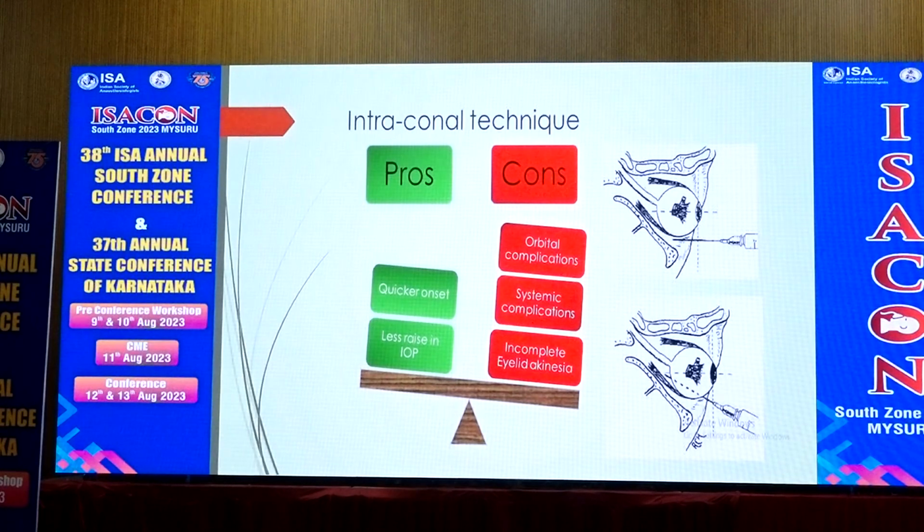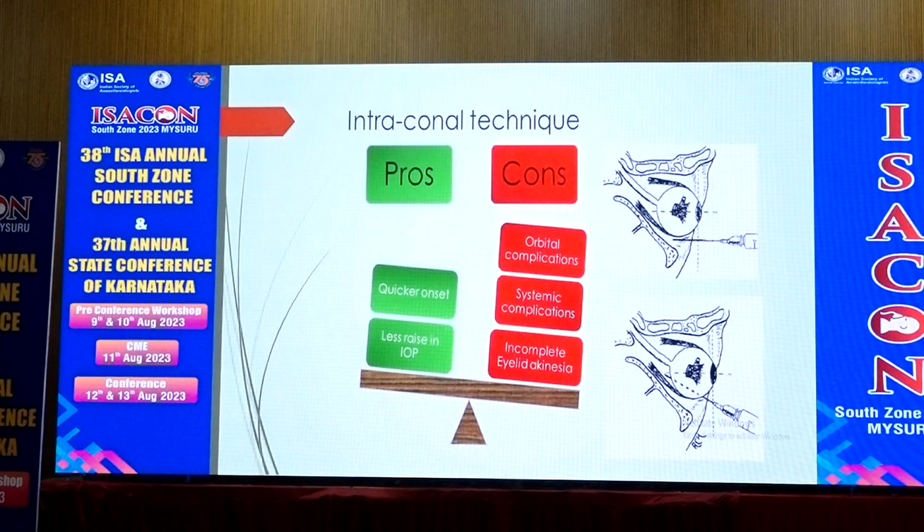But since we are angulating the needle to a depth behind the globe, what is going to happen? The needle tip can hit the vital structures behind the globe, mainly the optic nerve and the ophthalmic vessels, resulting in systemic complications, orbital complications, and there can also be incomplete eyelid akinesia. So, these are some of the important points you should remember for retrobulbar block.